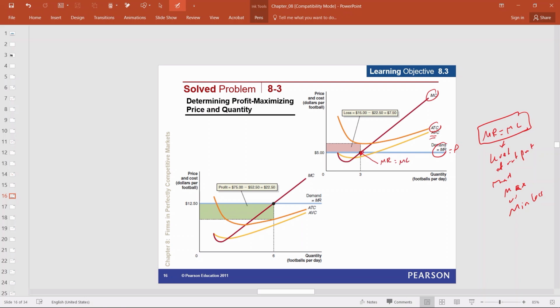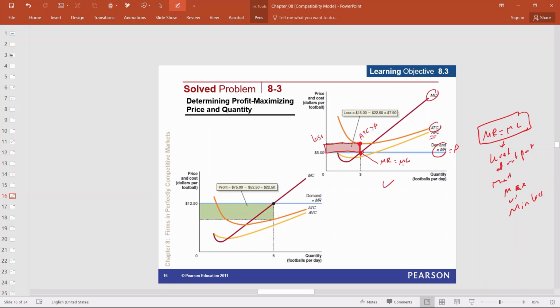Now I have to draw a line that touches average total cost. So this is the line that is touching, because now price here is lower than average total cost. If I draw this line that hits average total cost, I will see that at this level, average total cost is greater than price. And in this case, this firm is making loss. So this is the level of loss.